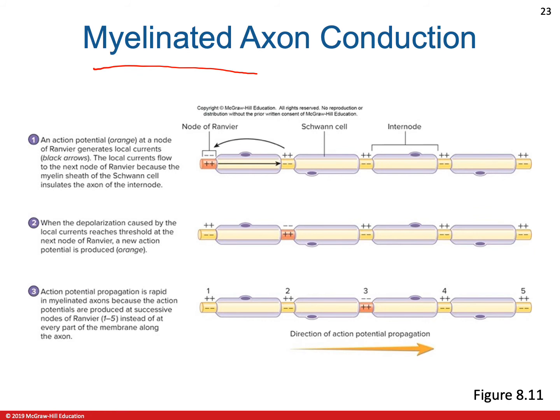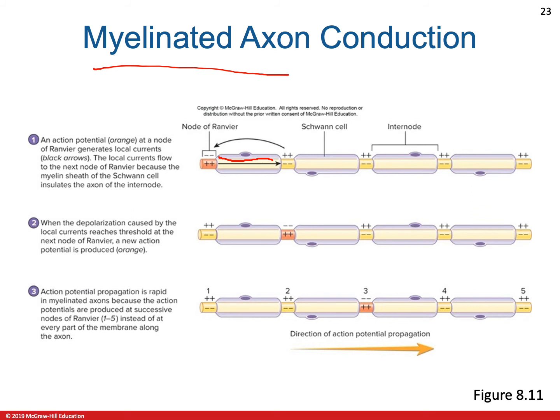Comparing to myelinated axon conduction, the action potential at a node of Ranvier generates local currents. The local currents flow to the next node of Ranvier because the myelin sheath of the Schwann cell insulates the axon of the internode. Since there is a covering here, it cannot travel, so instead it will jump, right? When the depolarization caused by the local current reaches the threshold of the next node of Ranvier, a new action potential is produced.